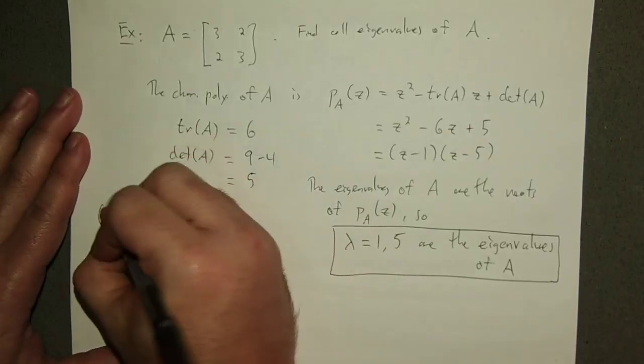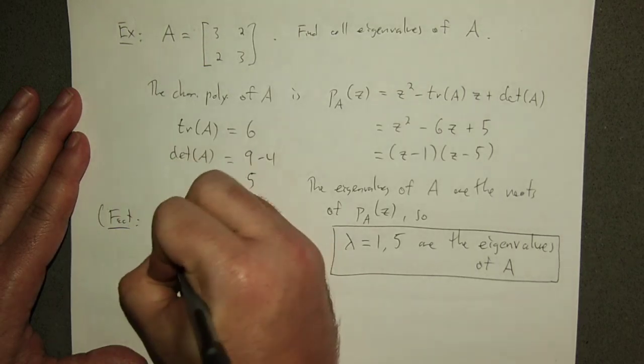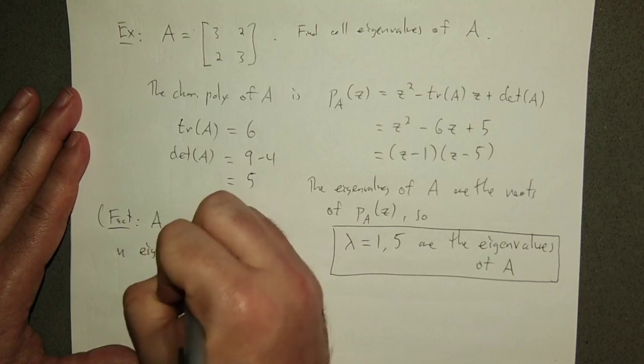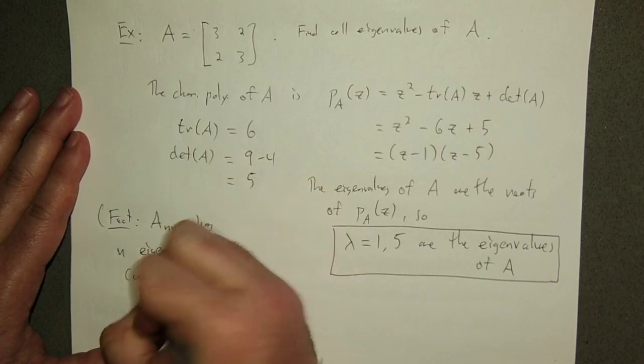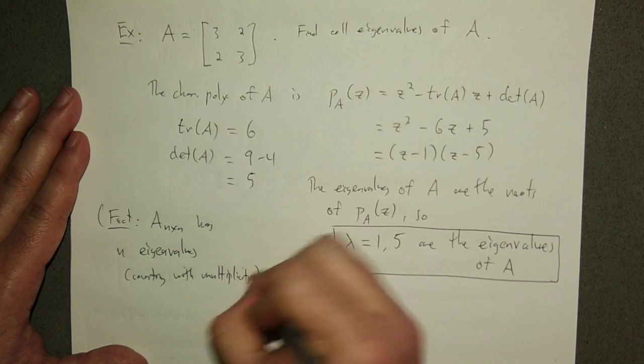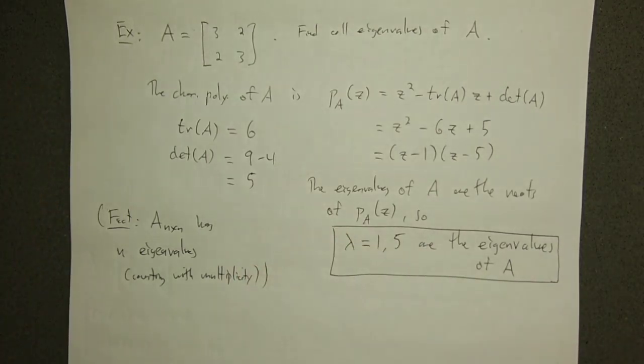So, fact: an n by n matrix A has n eigenvalues counting with multiplicity. Of course, counting with multiplicity means maybe, for instance in the 2 by 2 case, the resulting quadratic has a single real double root. We count that twice. Okay, you're very aware of how that goes. Any arguments about multiplicity? Okay, so lambda equals 1 and 5 are the eigenvalues of A.